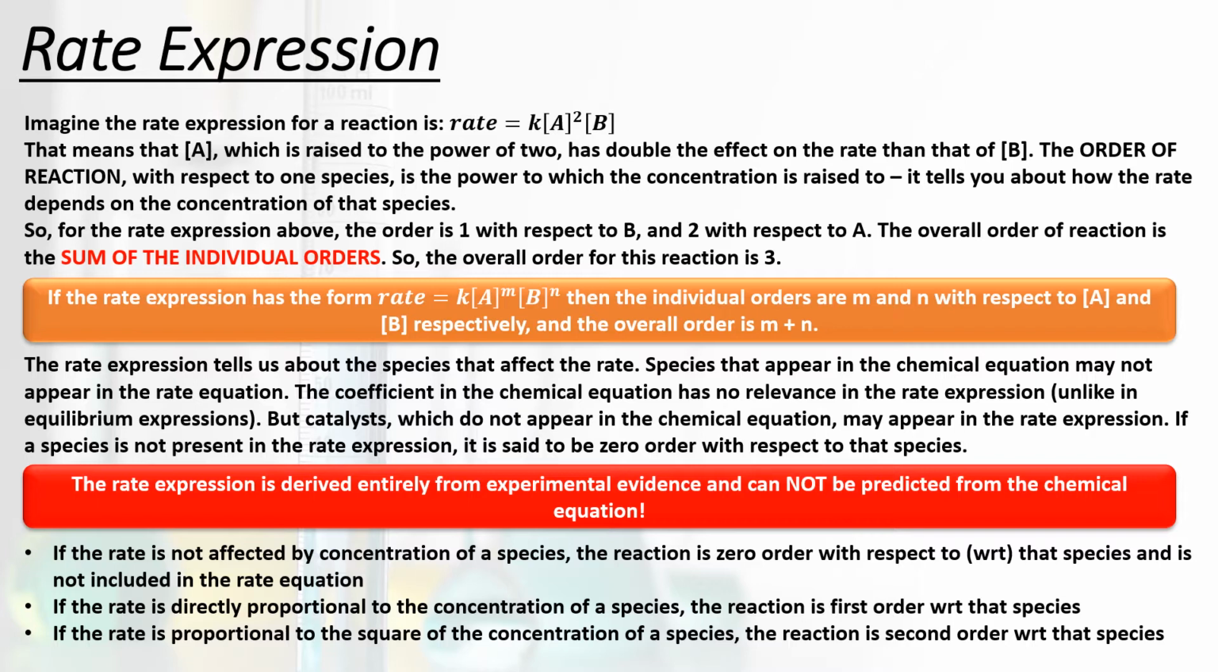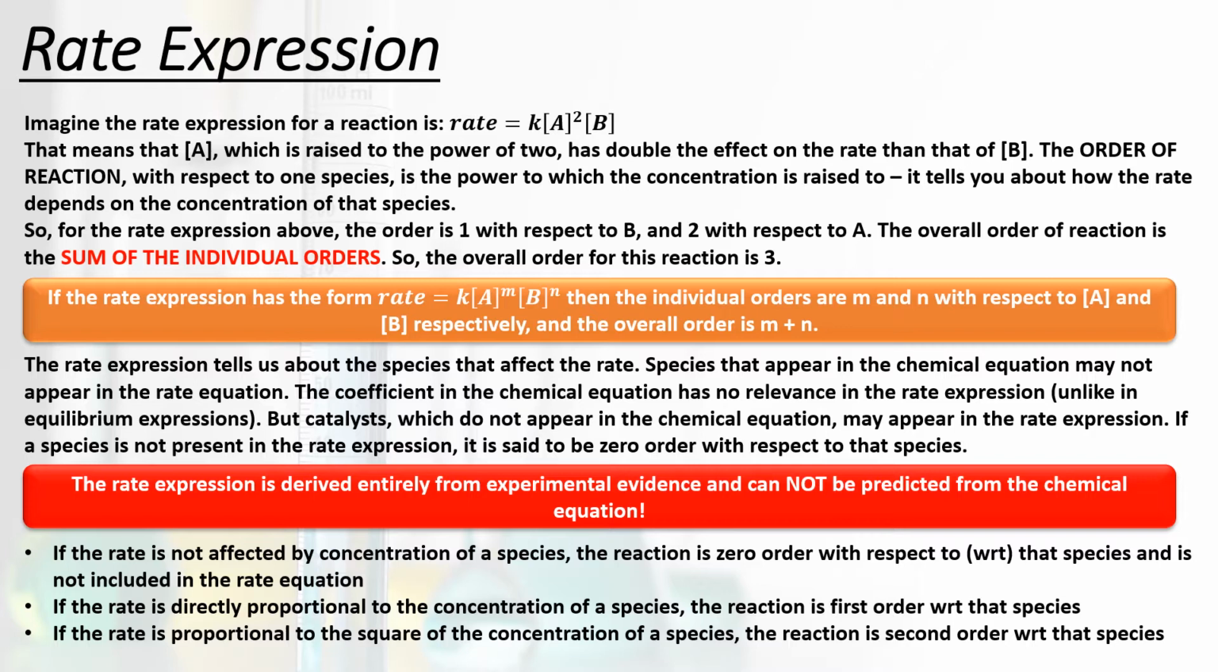Now, the order of reaction with respect to a particular species is the power to which the concentration is raised. It tells you how the rate depends on the concentration of that species. So for the rate expression that we have above, the order of reaction with respect to B is 1, because B is raised to the power 1, but we don't show that if it's the power 1. And A, we would say, is raised to the power 2. Now, the overall order of a reaction is the sum of the individual orders. So because 1 plus 2 equals 3, the overall order of this reaction is 3.